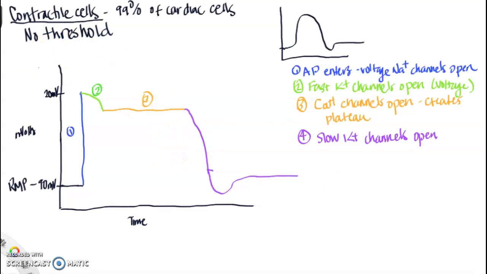So this area here is basically the refractory period. And it puts that contractile cell in kind of a holding pattern, because there cannot be another action potential in this refractory period. It's like an absolute refractory period. And it lasts about 0.25 to 0.3 seconds.